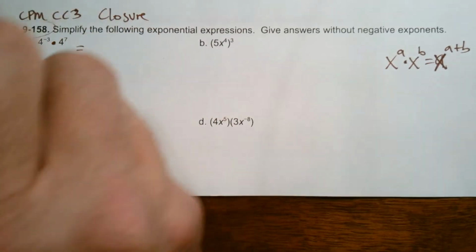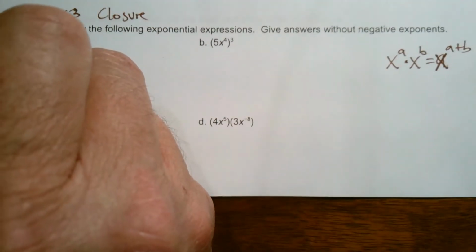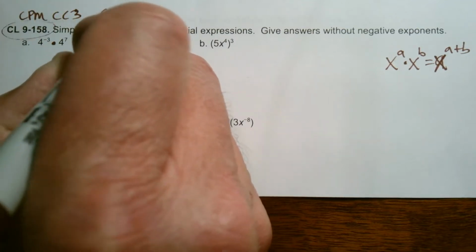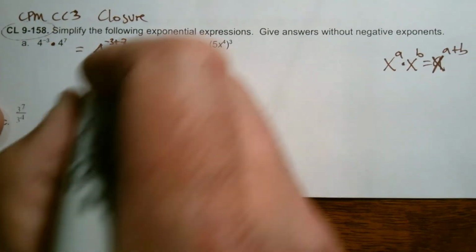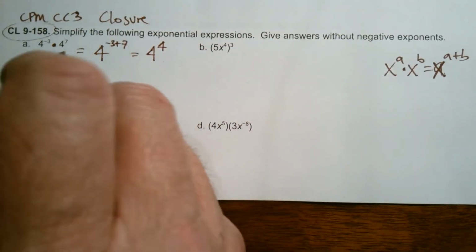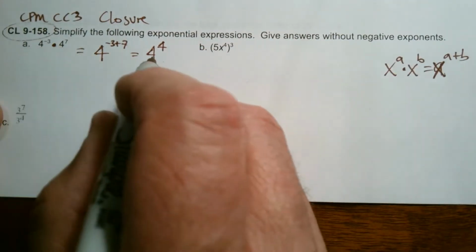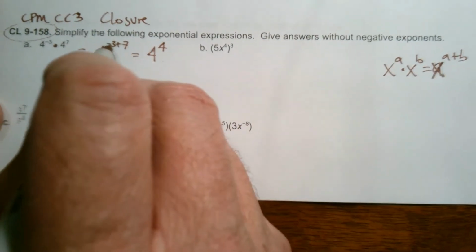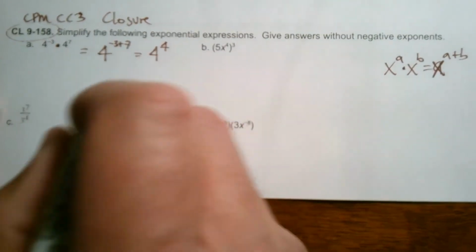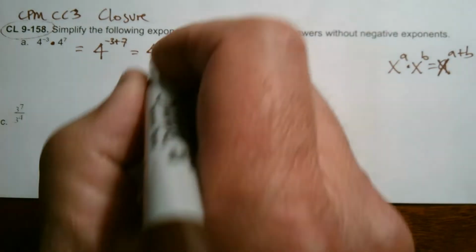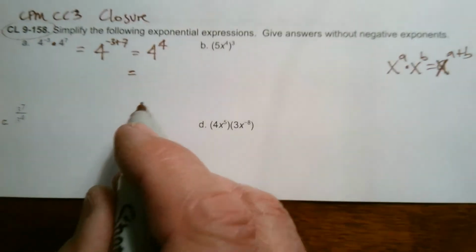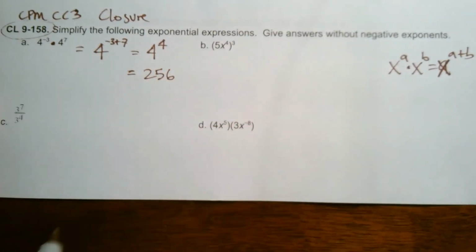So in this case, it's 4 to the negative 3 times 4 to the 7th. The base stays the same, and I would add the exponents, negative 3 plus 7, and so that would be 4. So 4 to the negative 3 times 4 to the 7th is 4 to the 4th, because I can add a negative and a positive, which really you subtract, and there's more positives. If you want to work that out, 4 times 4 times 4 times 4 is 256. Okay.